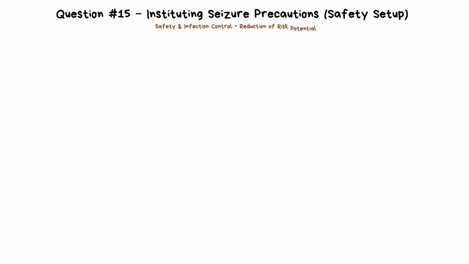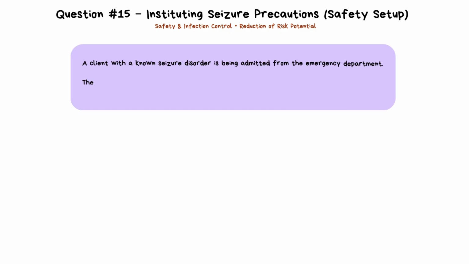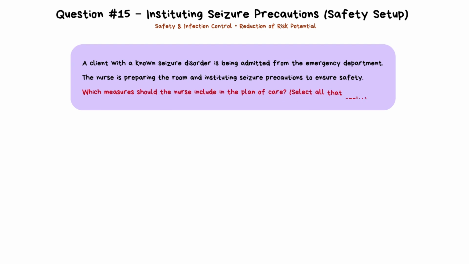Here's a select all that apply question that focuses on safety preparation for a client with a known seizure disorder. A client is being admitted from the emergency department, and the nurse is preparing the room to institute seizure precautions. Which measures should be included in the plan of care? Select all that apply.